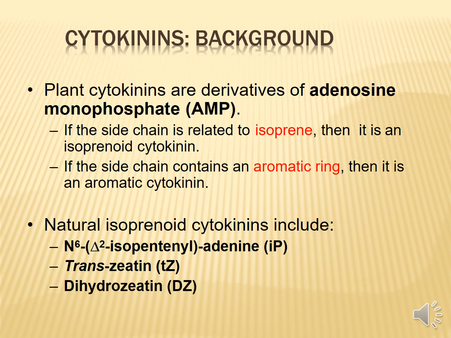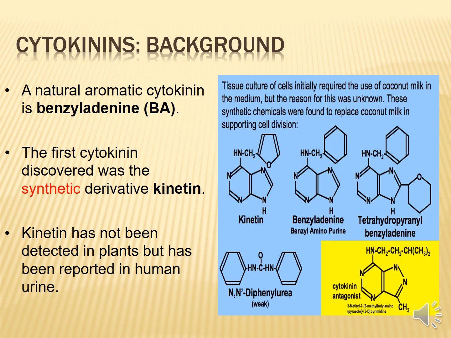For plant hormones, there are natural plant hormones and synthetic plant hormones. For the natural isoprenoid cytokinin, examples are N6-isopentyladenine or IP, trans-zeatin or TZ, and dihydroxyzeatin. This is the structure of the natural aromatic cytokinin.